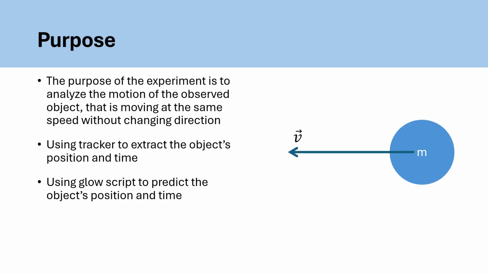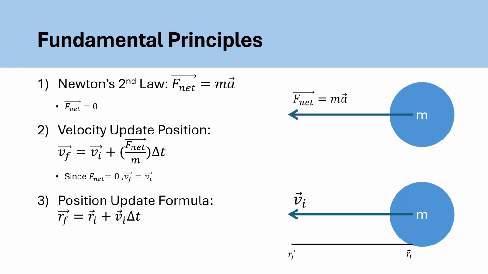The purpose of this experiment is to analyze the motion of the observed object that is moving at the same speed without changing direction, using Tracker to extract the object's position and time, and using GlowScript to predict the object's position and time. For fundamental principles, we will be using Newton's second law, which is force equals ma, the velocity update to find the velocity, and then the position update formula to find its position.